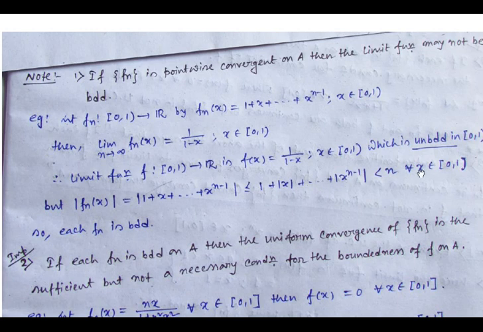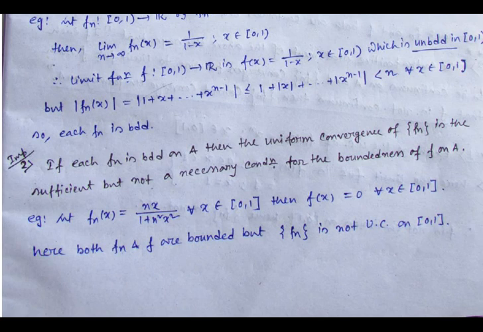Whenever x lies in [0,1), if you substitute the highest value of x, that is 1, then each and every term will be less than or equal to 1. So the sum of these terms will be less than n. n is nothing but a fixed positive natural number. So for each and every n, mod of f_n(x) is less than n for all x belonging to [0,1). So each and every term of the sequence of functions is bounded, though the limit function is not bounded here.